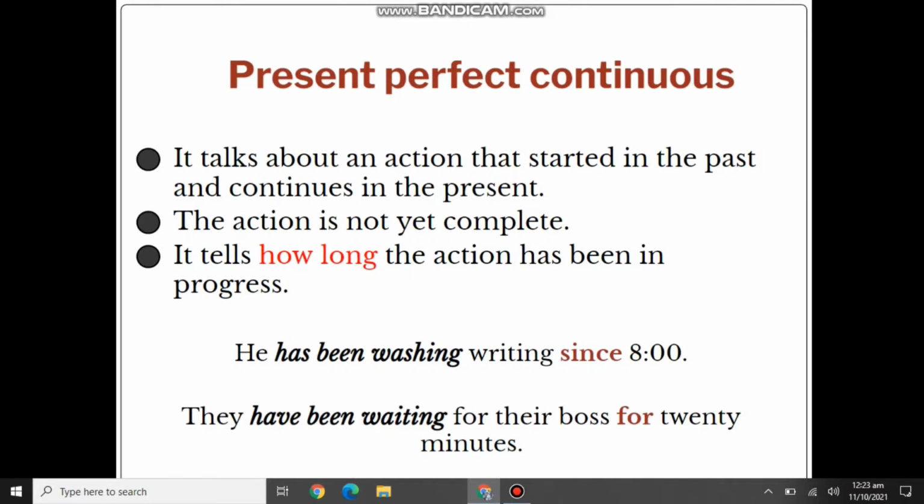So here's an example: he has been washing since 8 p.m. or 8 a.m. He has been writing since. Here we know the action started at 8 p.m., and now the time is 12:24 and it is still going on.